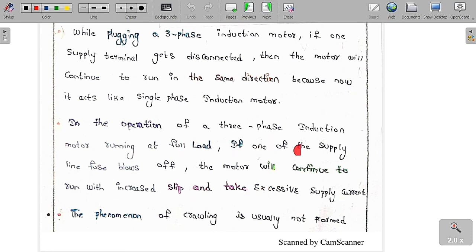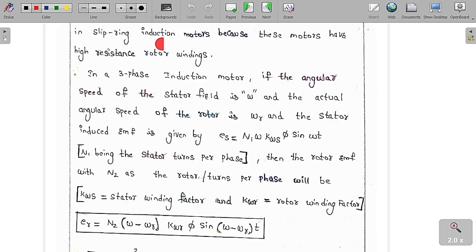In the operation of a three-phase induction motor running at full load, if one of the supply line fuses blows off, the motor will continue to run with the increased slip and take excessive supply current. The phenomenon of crawling is usually not found in slip ring induction motors because these motors have high resistance rotor winding.